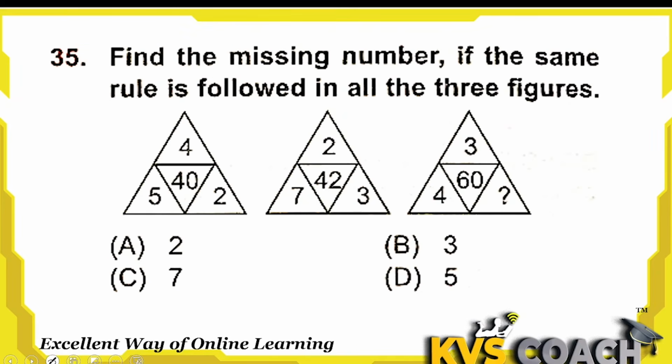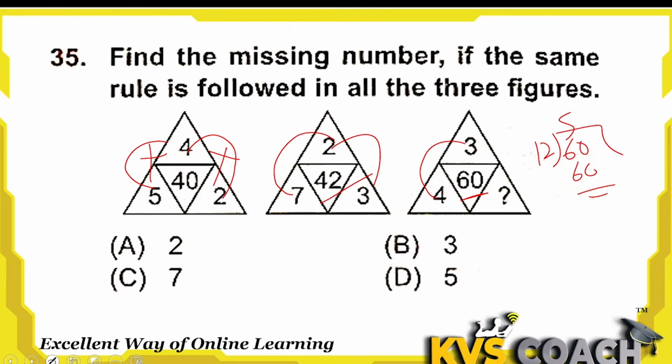Okay. Next question is, find the missing number if the same rule is followed in all the 3 figures. So what is the rule here? Let's check. Here 5 4s are 20 and 2 2s are 4, so they are multiplying. 7 2s are 14 and 14 3s are 42. You can see that the result is in between. So 4 3s are 12 to 60. So we should divide 60 by 12. 12 5s are 60. It means this is 5 here. So missing figure is 5. D is the right answer here.